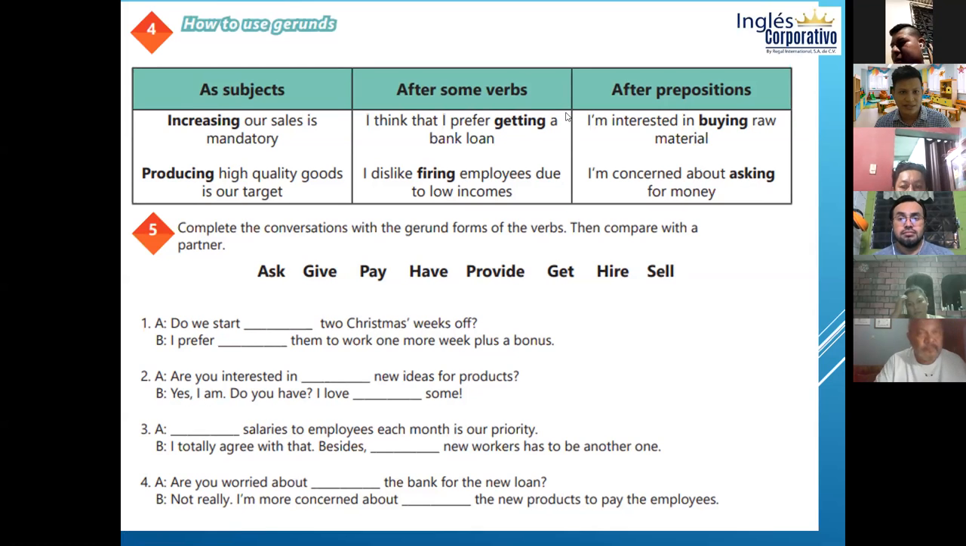Okay, let's see this example as the last activity, then you're gonna put into practice what you have learned. Okay, let's see the first example. Williams, can you help us to read this one?